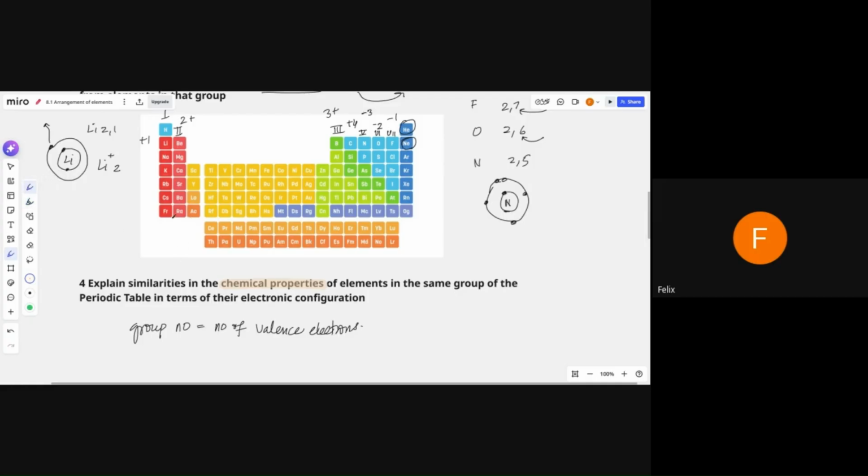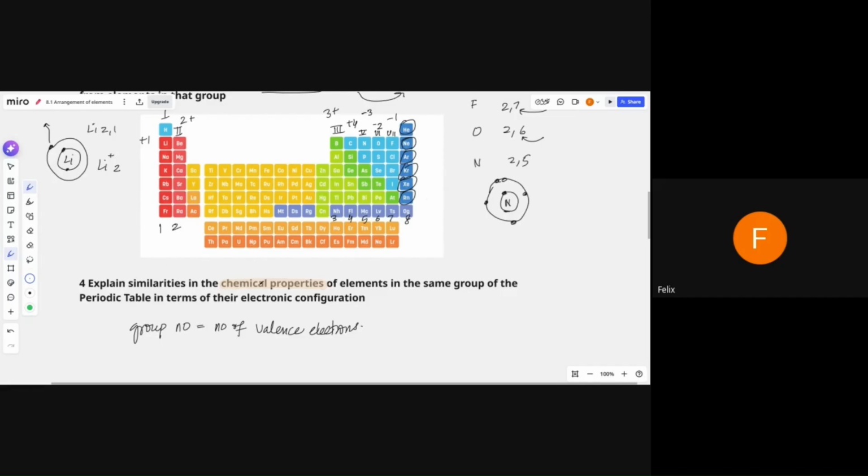So group 1 will have 1 electron in the outer shell. Group 2 will have 2 electrons. Group 3 will have 3 electrons in the outer shell. Group 4 will have 4, then 5, 6, 7, and group 8 will have 8 electrons in the outer shell, and their outer shell is complete. That is why they don't react. They are called noble gases. They are very stable, the most stable elements in the periodic table. I hope this is clear.